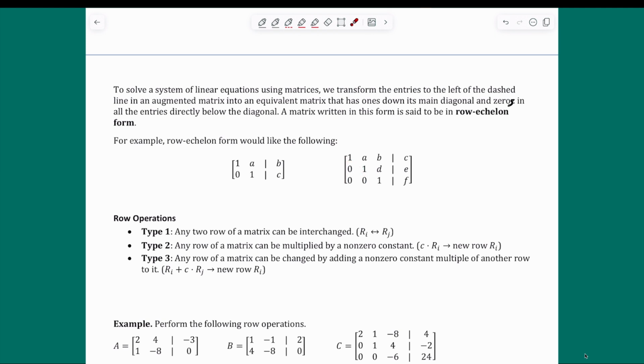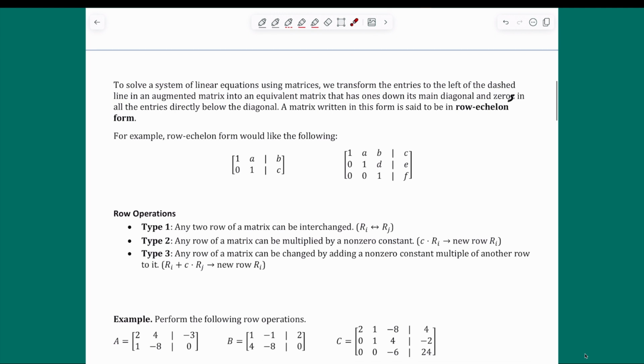So that's called row echelon form. To transform an augmented matrix into a row echelon form augmented matrix, we could use what's called row operations, sometimes stated as elementary row operations. There are three types. Type 1, any two rows of a matrix can be interchanged, and I like to denote that as Ri gets swapped with row Rj. So row I gets swapped with row J.